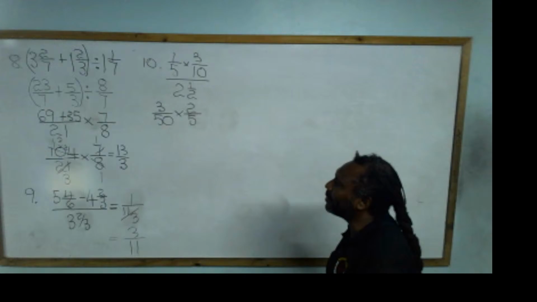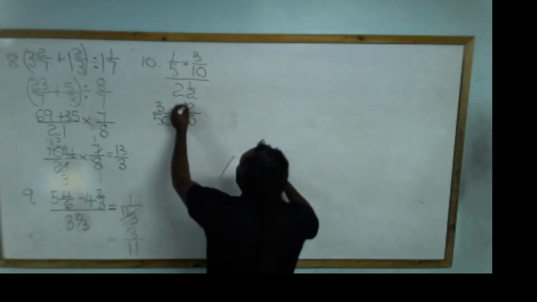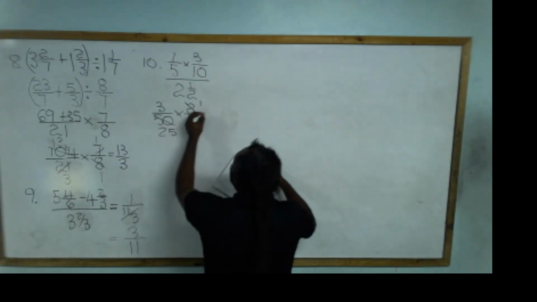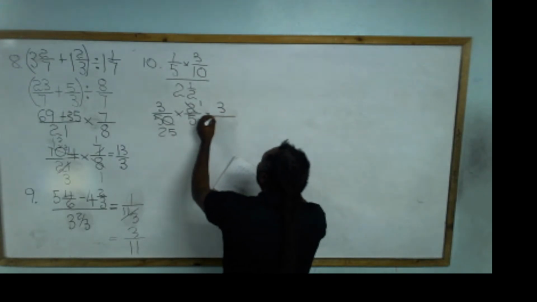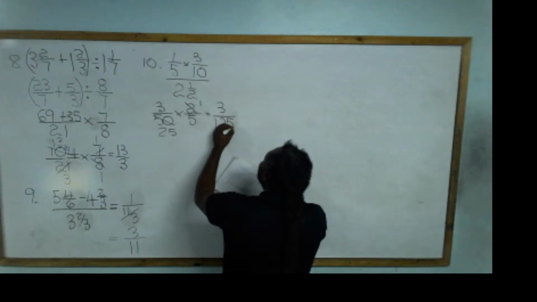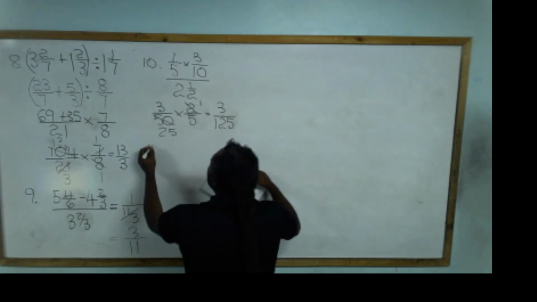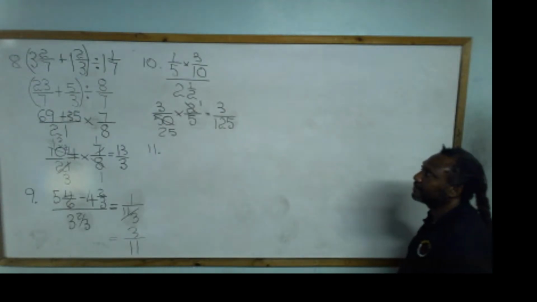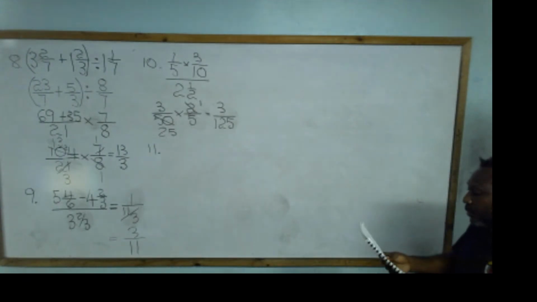And of course, you can see what that is immediately. 2 into 2 is 1, and 2 into 50 is 25. So this is going to be 3 over 125. So that one goes down very quickly.